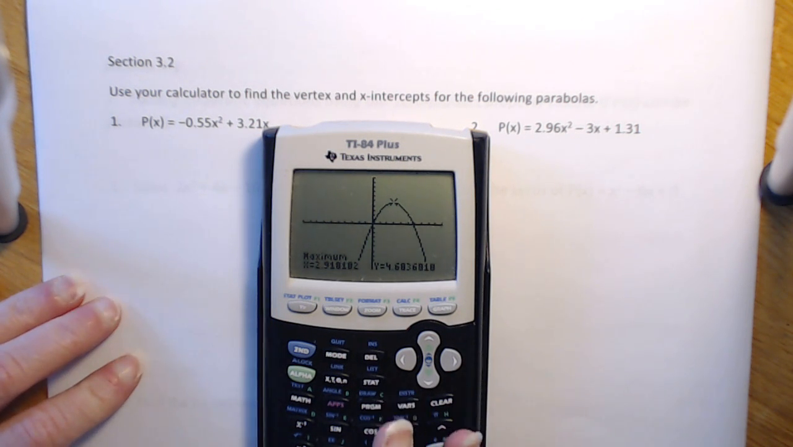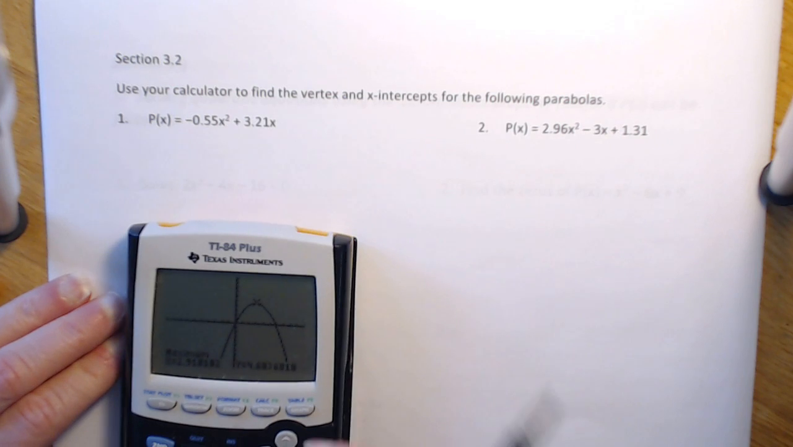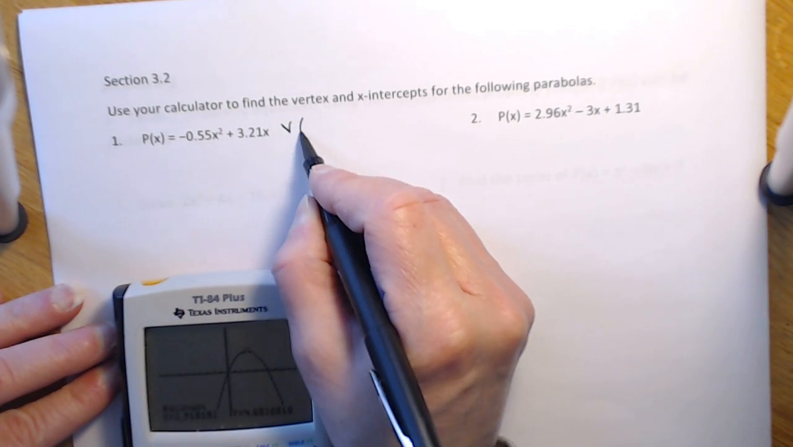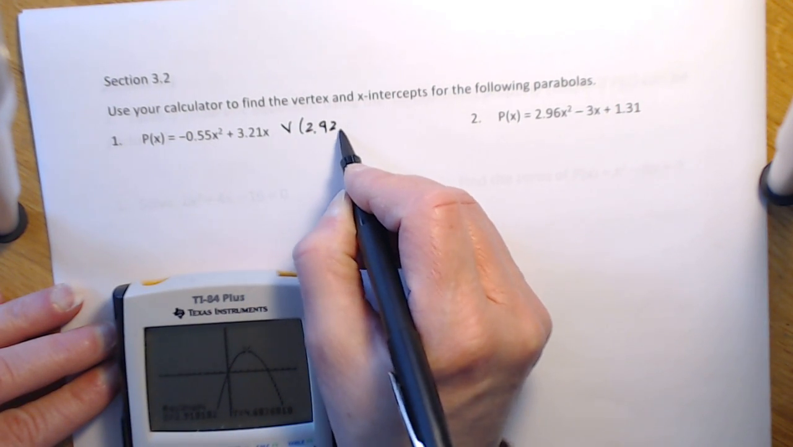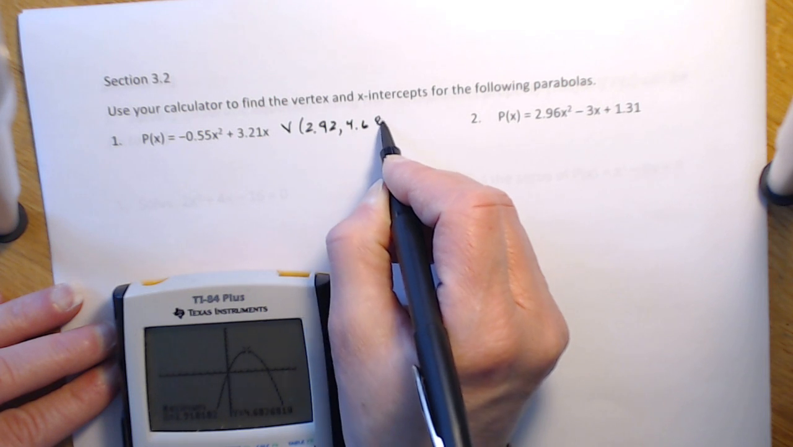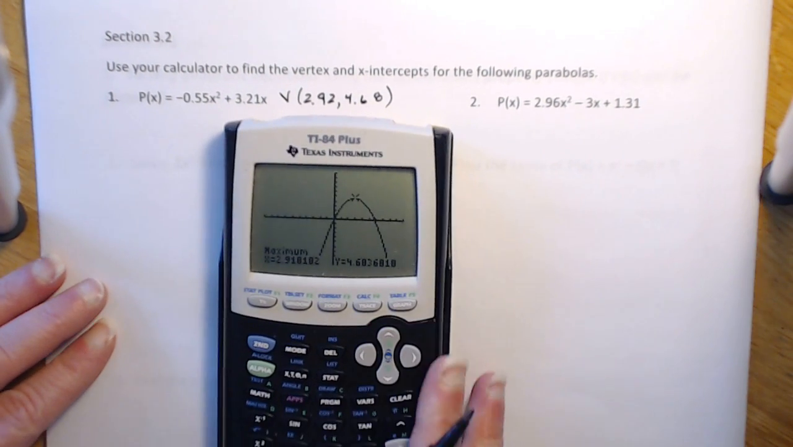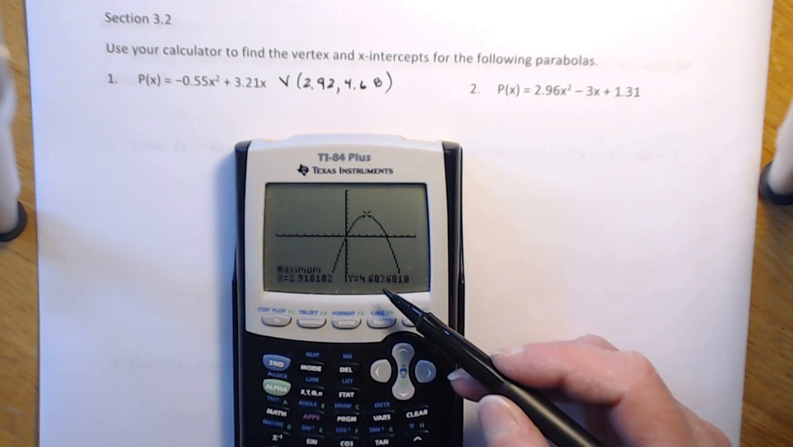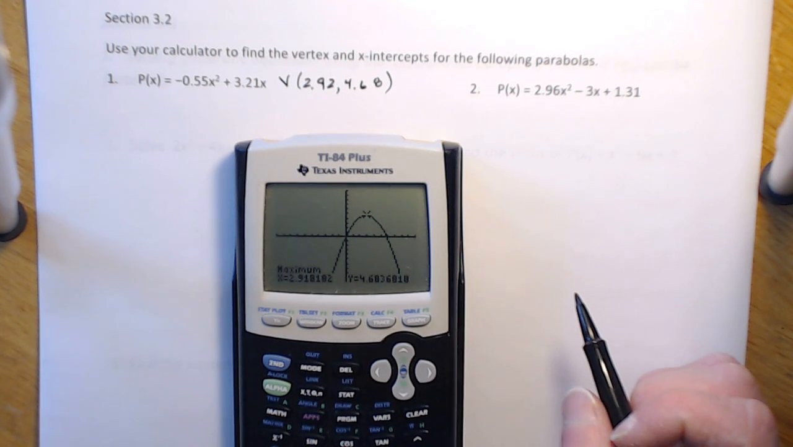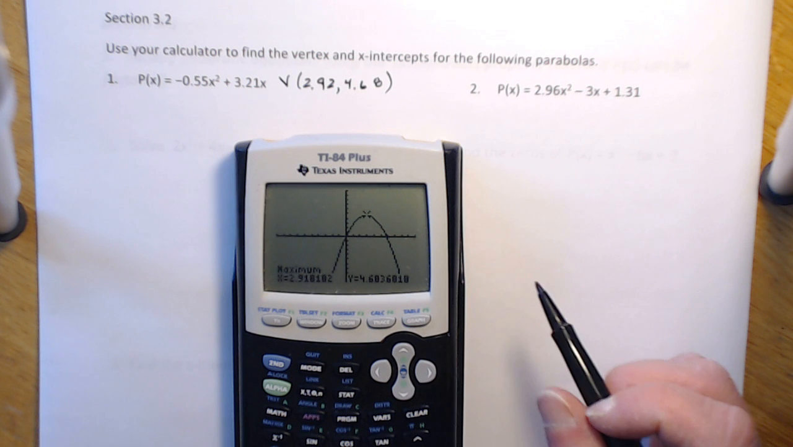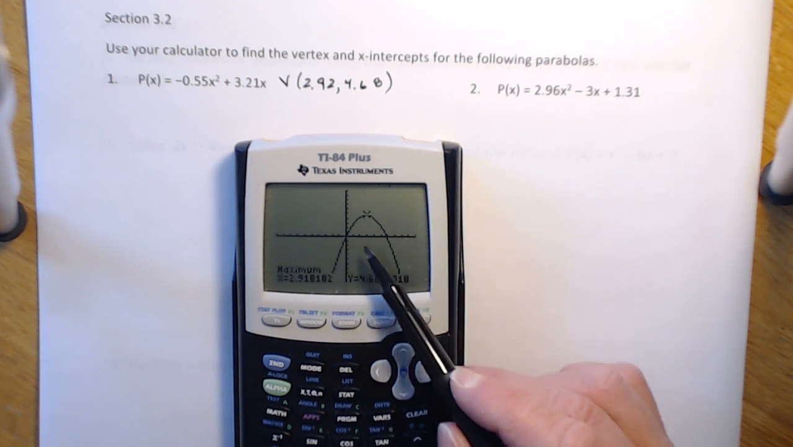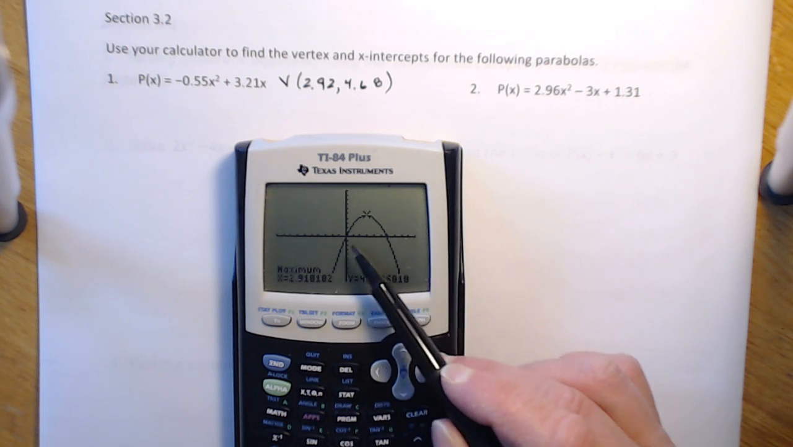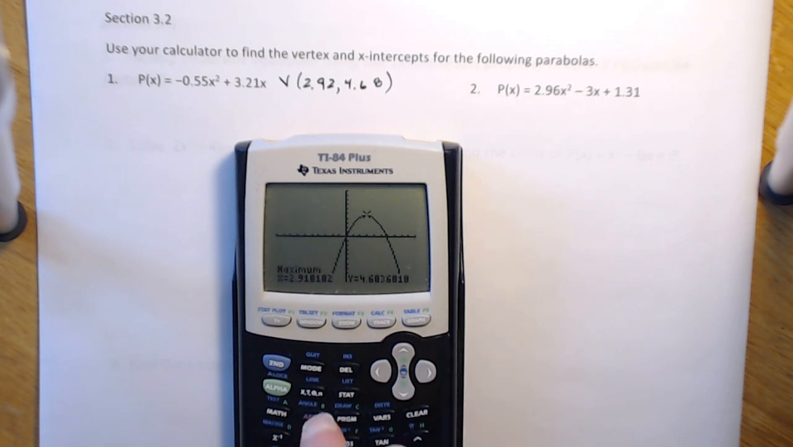Okay, we'll round to 2 decimal places, so we get a vertex of 2.92, comma 4.68. Okay, so the maximum height is the vertex. Maximum height is 4.68, which it reaches at x equal to 2.92. Okay. For x-intercepts, remember those are also where the output will be 0. So those are called the zeros of the function.